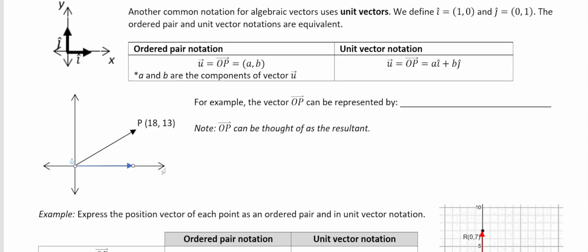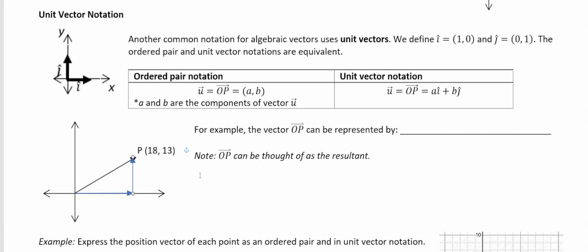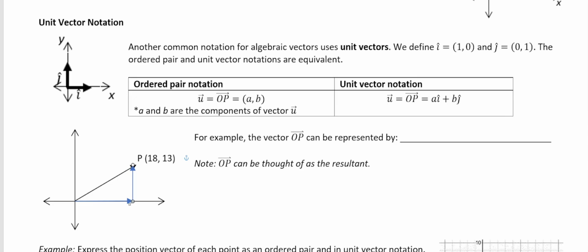18 times the unit vector along the x-axis, then 13 times the unit vector along the y-axis. So if we think about that, 18 times the unit vector along the x, 13 times the unit vector along the y, how would we represent that using unit vector notation? See if you can pause the video and figure it out for yourself.